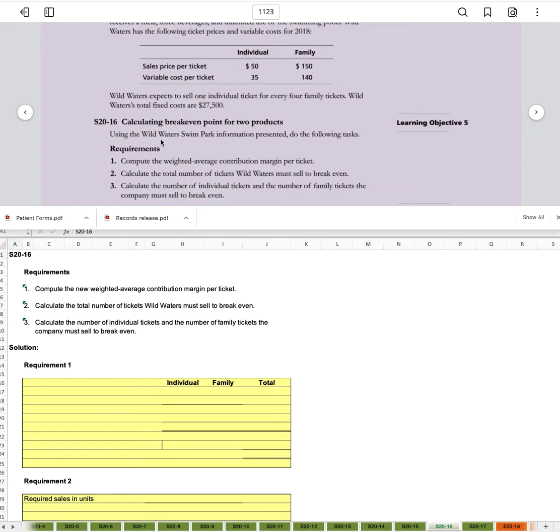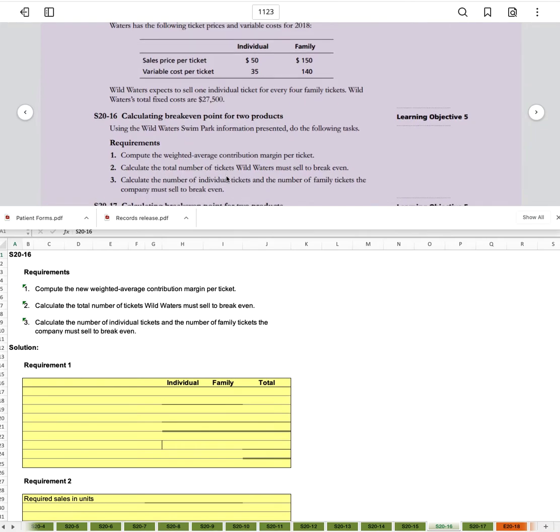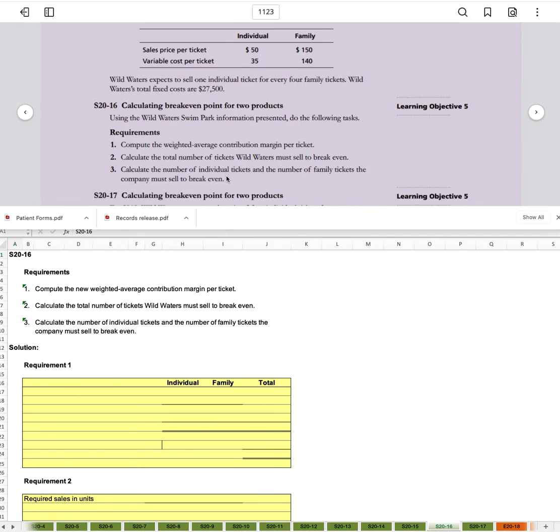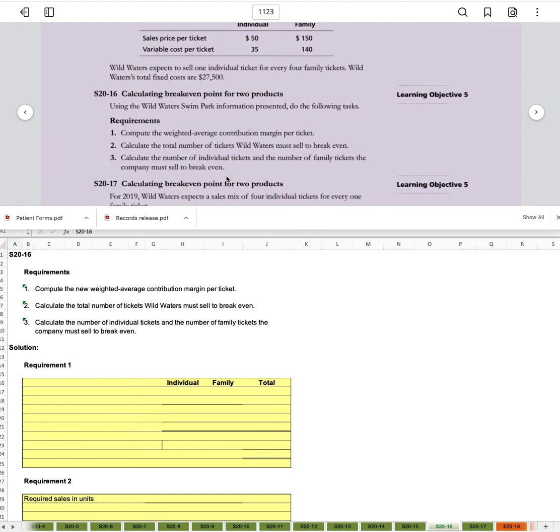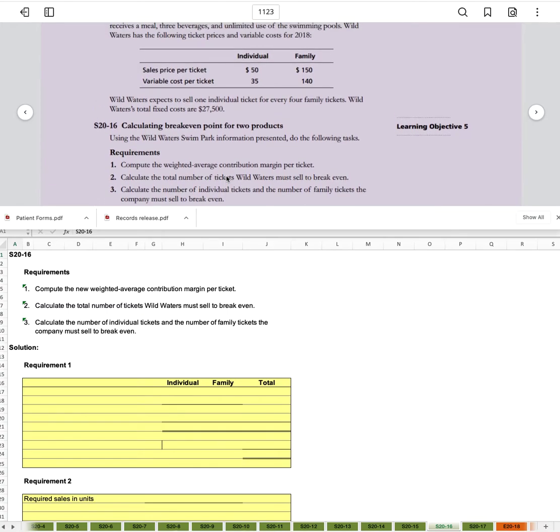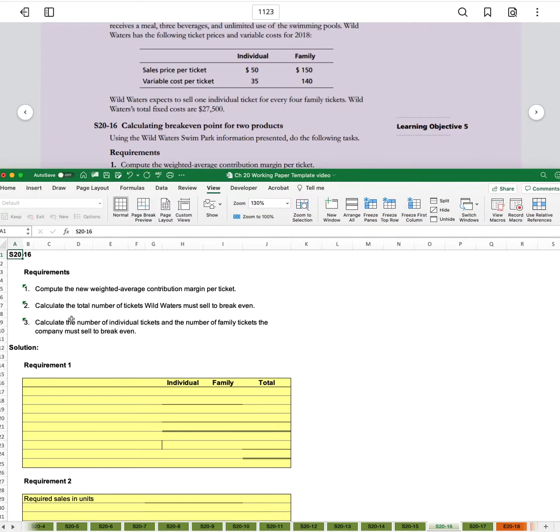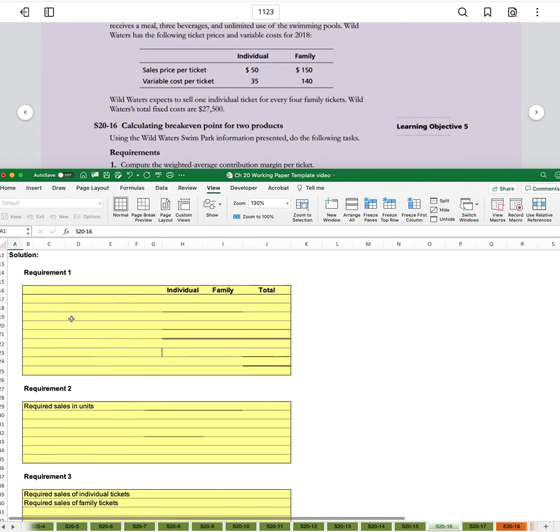Using the Wild Waters Swim Park information presented, do the following tasks. Compute the weighted average contribution margin per ticket, calculate the total number of tickets Wild Waters must sell to break even, and calculate the number of individual tickets and the number of family tickets the company must sell to break even. So we'll start out with computing the weighted average contribution margin per ticket, and in Excel here they gave us a little table to get us started.